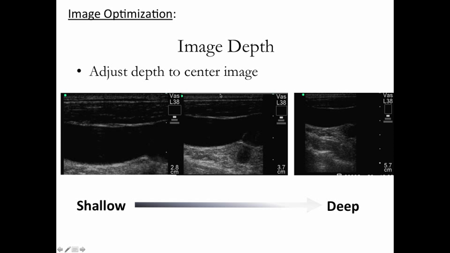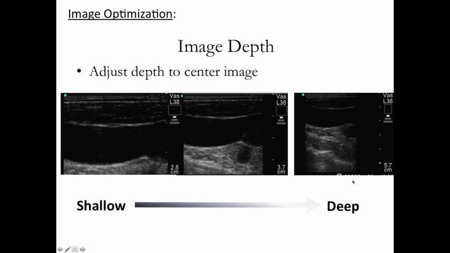When you're trying to determine the optimal image depth, it's important to center the structures of interest in the center of your screen. While this may be nice because it's blown up, looking at the vessel, actually having it here may be better for you, because the best resolution of the screen is in the center. Therefore you may get better visualization of your needle tip, for example.